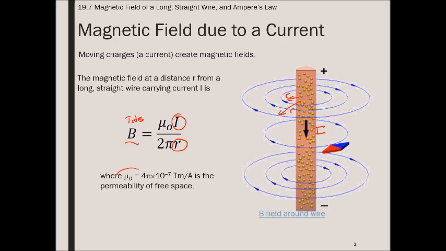And mu naught is called the permeability of free space, not to be confused with epsilon naught, the permittivity of free space, which is our electric constant. Mu naught is our magnetic field constant that we're going to use for most things to do with magnetism. So that's mu naught, it's 4 pi times the current divided by 2 pi r, and we're going to figure out why this denominator looks like a circumference next time.